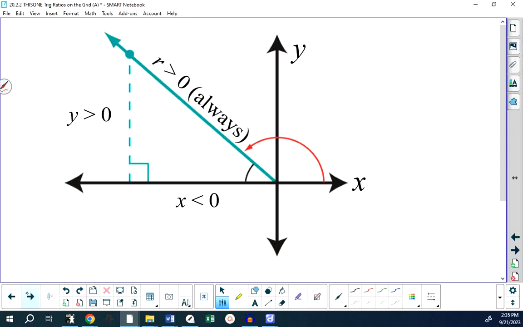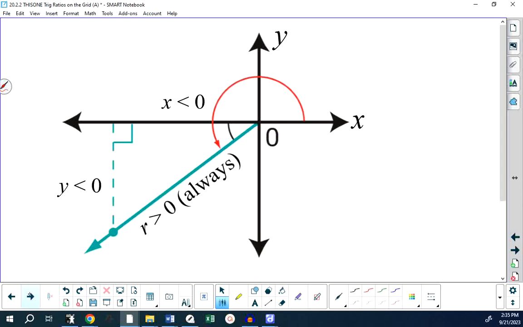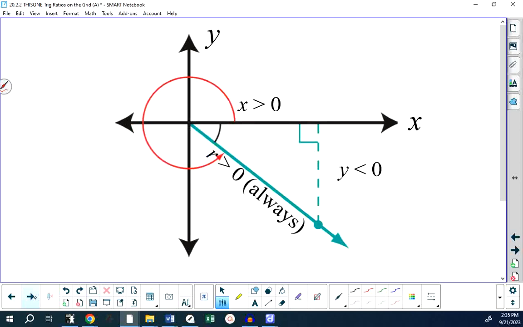You know what I'm giving you is stuff that you should know already. Right? You should know this. In quadrant 3, that's the rotation angle in red. X is negative, y is negative, r is always positive. And in quadrant 4, y is negative, but x is positive. Any questions before we move on?